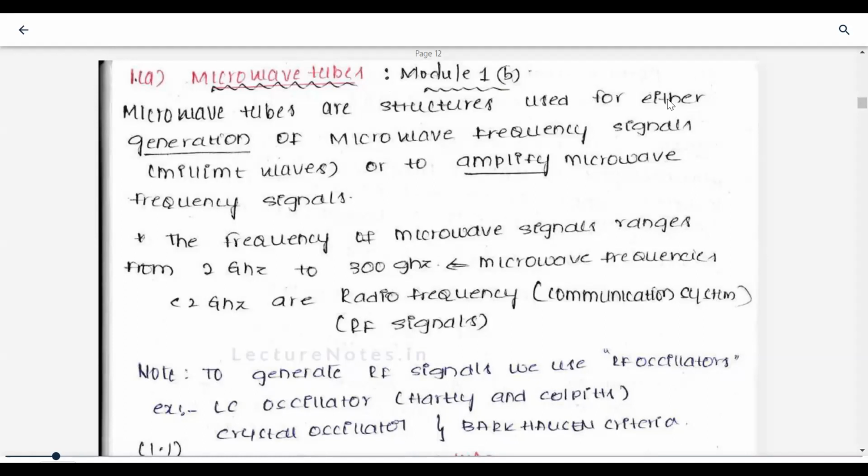Microwave tubes are used to overcome the drawbacks of conventional tubes. In this microwave tube, electron transit time is used for microwave amplification. Microwave tubes are structured for either generation of a microwave frequency signal or to amplify the microwave frequency signal. The range of frequency of microwave signals is 2 GHz to 300 GHz, and for radio frequency it is above 2 GHz.